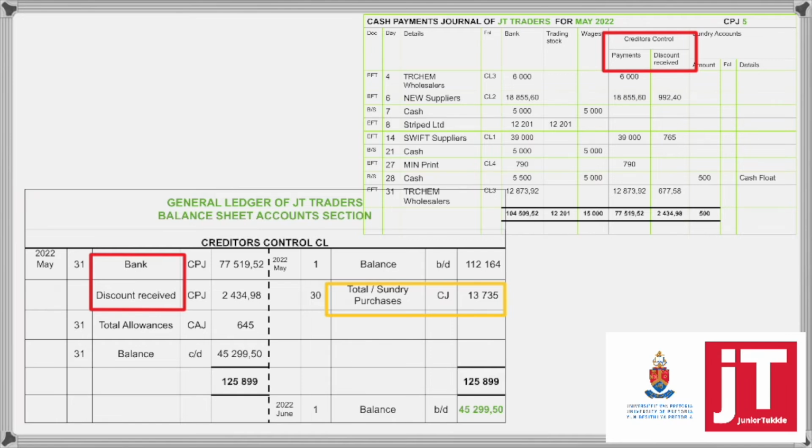And then we also need to post the allowance journal. So we post the allowance journal from the allowances journal, and that says that we debit creditors control and credit the rest, reversing that purchase entry. And then all that's left over is to work out your balancing.